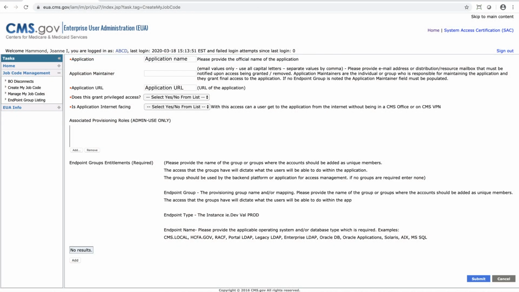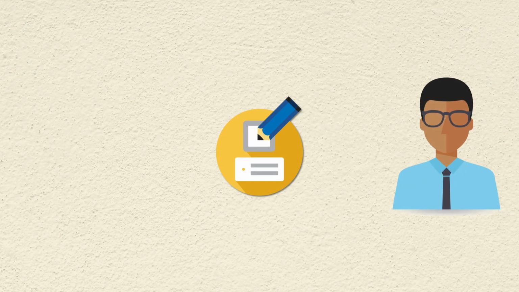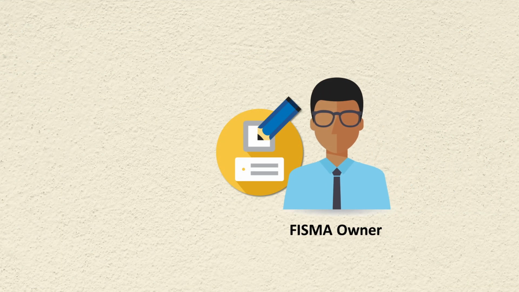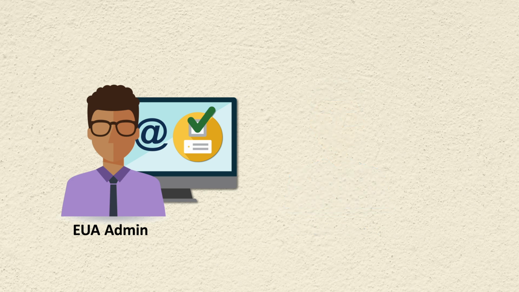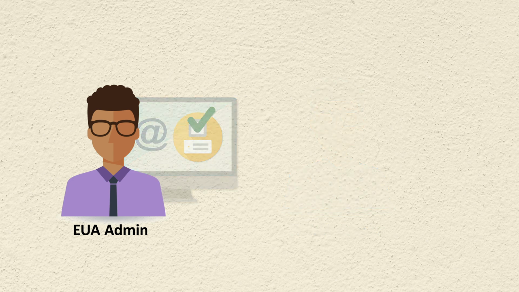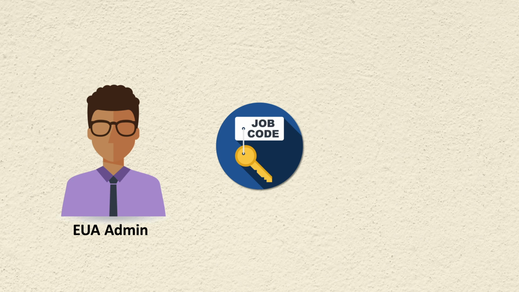Once you have completed the Create My Job Code form, click Submit. Your request to create the job code will go to the FSMA owner for approval. Once they approve, the EUA admins will get a notification to approve the request. Once the EUA admin approves the request, they will create the job code and you will be notified.